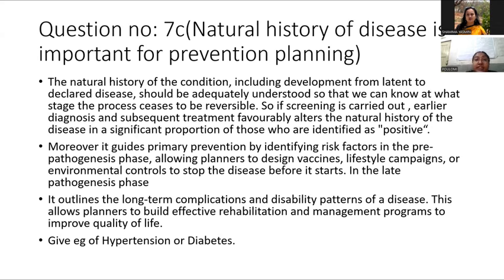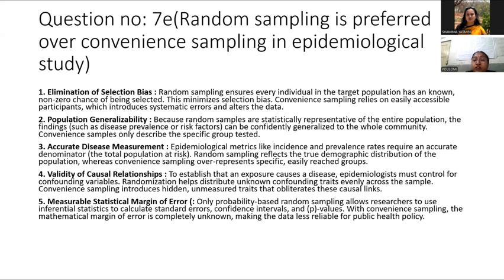Now, question number 7E, random sampling is preferred over convenience sampling in epidemiological study. First point will be elimination of selection bias. Random sampling ensures every individual in the target population has a known non-zero chance of being selected. This minimizes selection bias. Convenience sampling relies on easily accessible participants, which introduces systematic errors and alters the data. Second point is population generalizability.